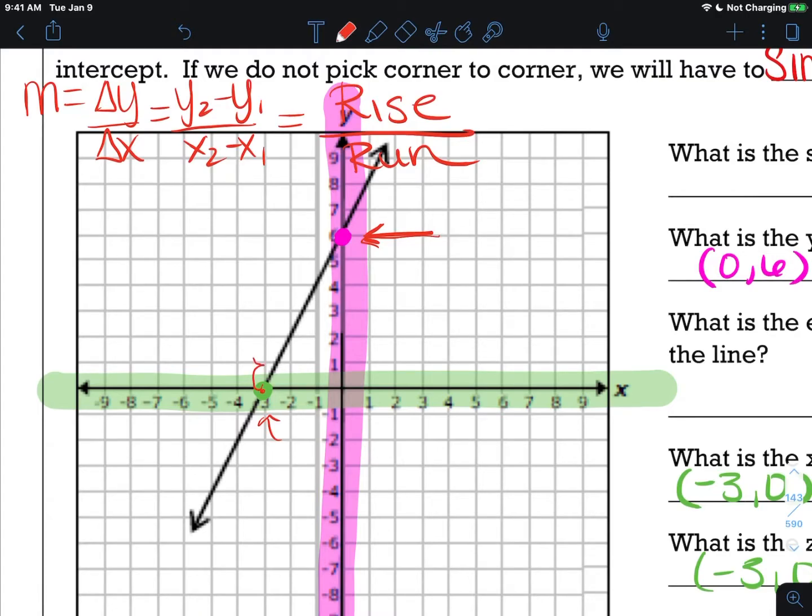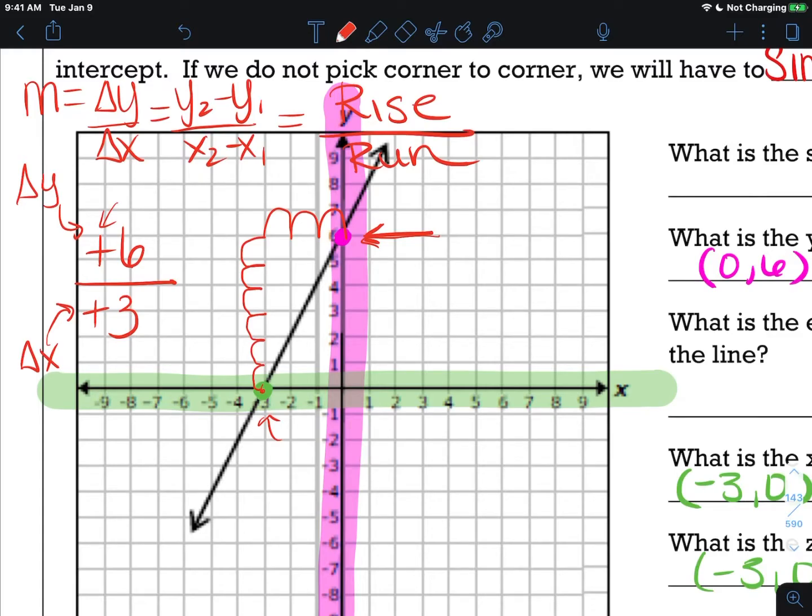And I'm going to say 1, 2, 3, 4, 5, 6. So it went up 6, right? Because positive is up, negative would have been down, and 1, 2, 3 in the positive x direction. So again, it went up 6, so positive 6, and 3 more in the positive x direction. So again, change in y, change in x.